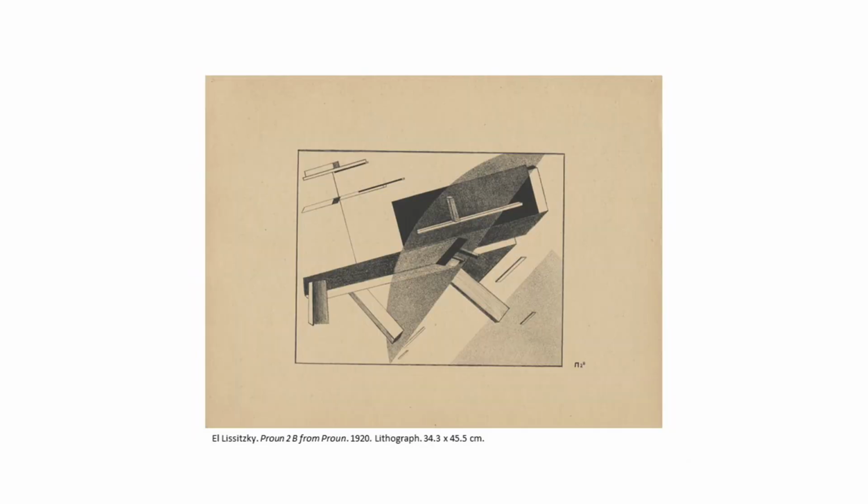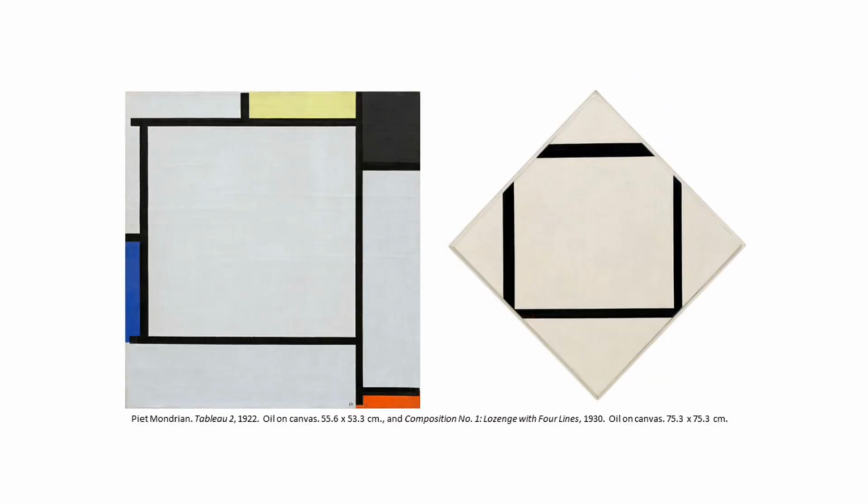L. Lissitzky's lithograph Proun 2b from Proun is a good example of an abstract piece of art made solely of geometric shapes. Notice how every shape can be easily described geometrically, such as rectangular-like or rhomboid-like. Here are a couple additional artworks exclusively made of right-angled geometric shapes.